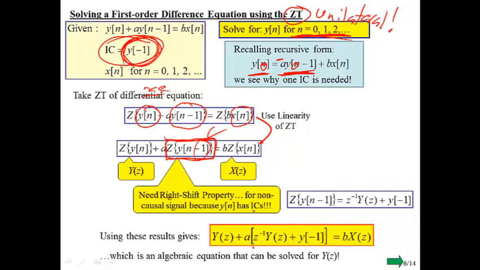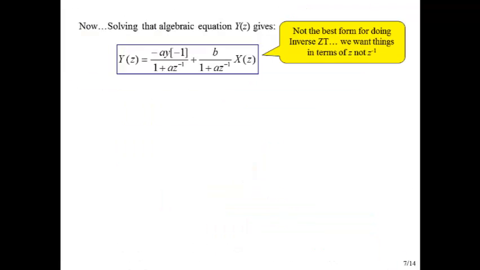Now, just like before, we've converted our difference equation into an algebraic equation, and we can solve for Y of z in terms of X of z together with little a, little b, and our initial condition. Algebraically solving that, we get this, and I've manipulated it into two different terms. We could combine these, but it's important to leave them separate so that we can understand their individual impact and what they mean.